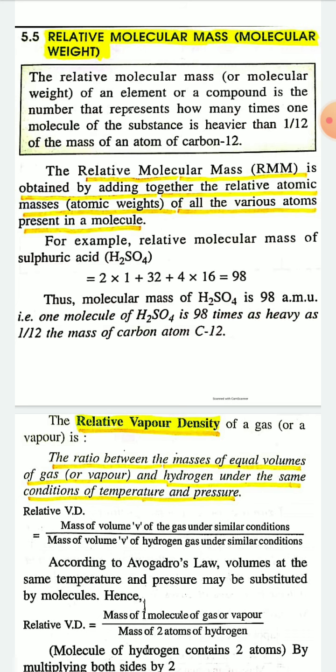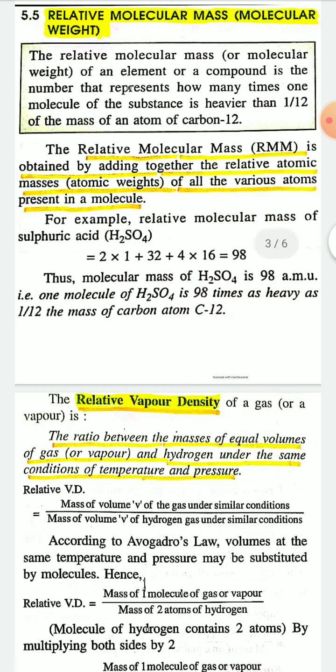The relative molecular mass, RMM, is obtained by adding together the relative atomic masses or atomic weights of all the various atoms present in one molecule. So you can calculate the molecular mass of a molecule or of a compound by adding the relative atomic masses of all the various atoms present in the molecule.